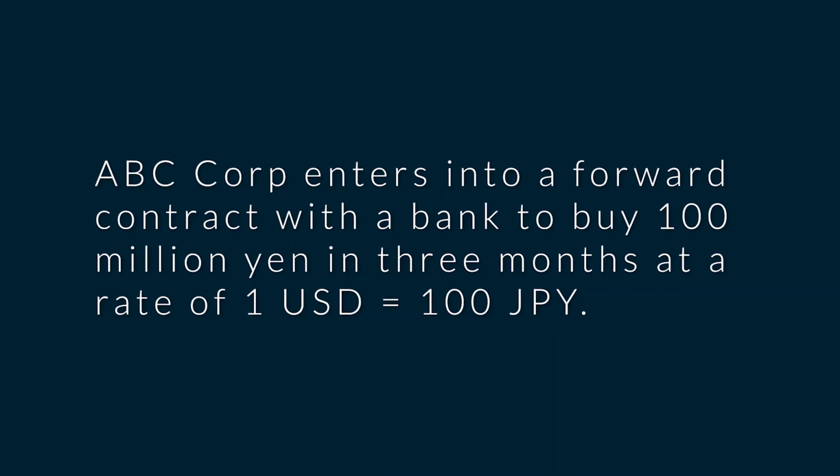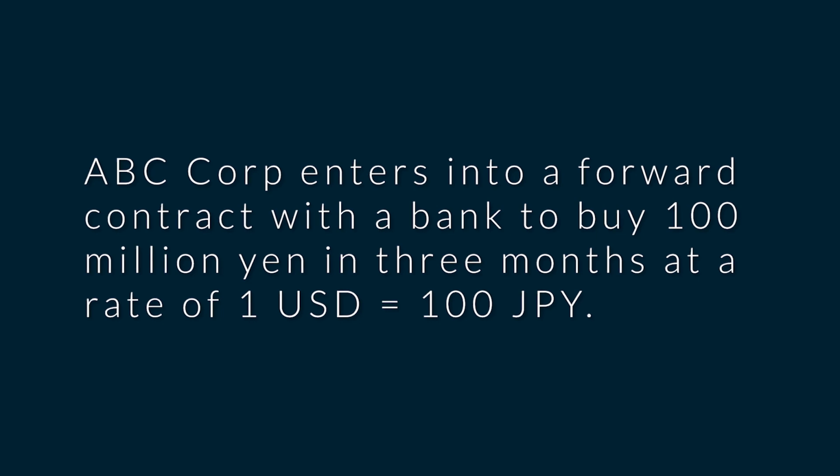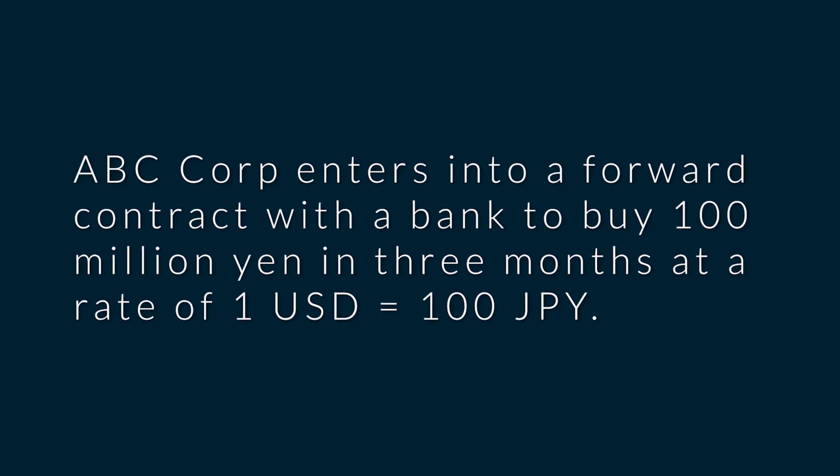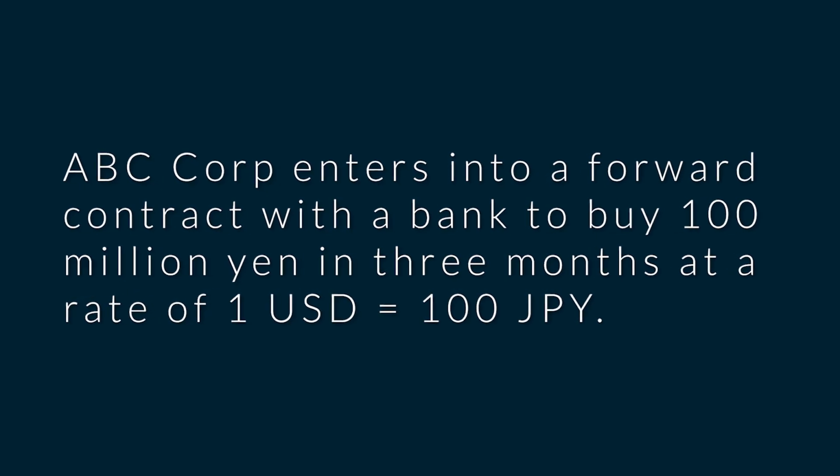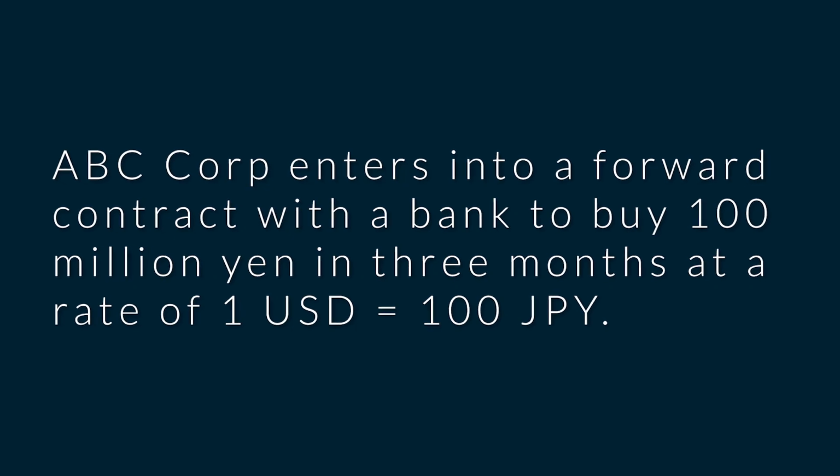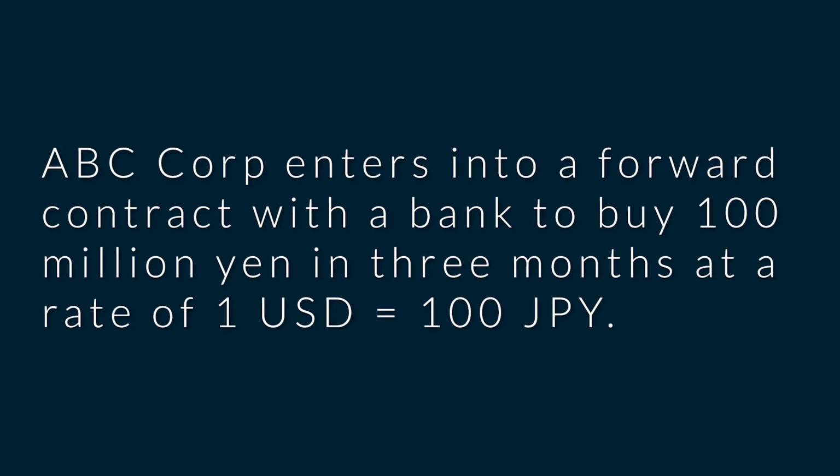And yeah, 2 things can happen. In fact, 3 things can happen. The yen can go up, it can go down, it can remain where it is. So both parties to this deal are actually, in fact, let's continue. So ABC Corp enters into a forward contract with the bank to buy 100 million yen in 3 months at a rate of 1 USD is equal to 100 Japanese yen.